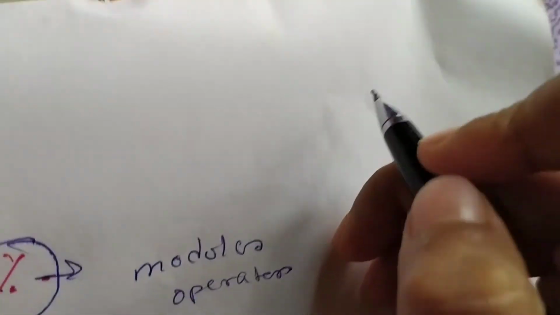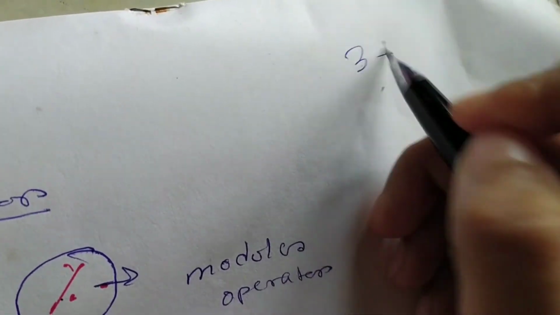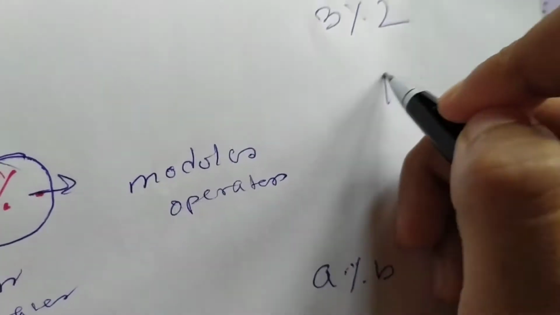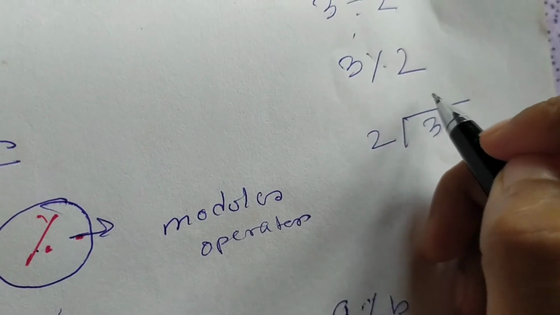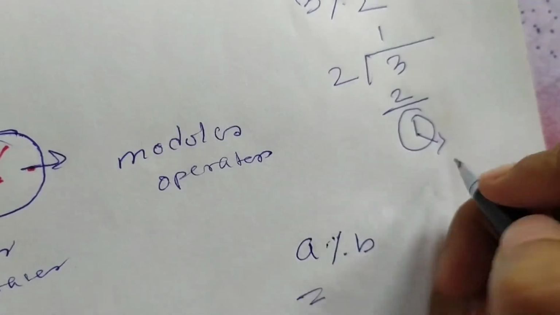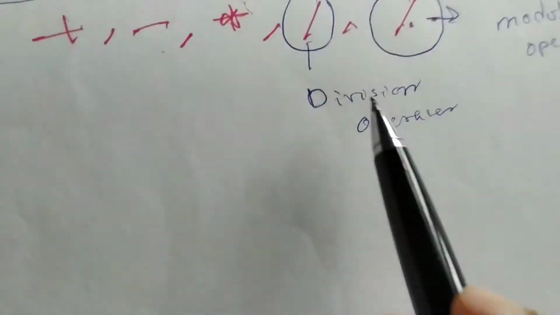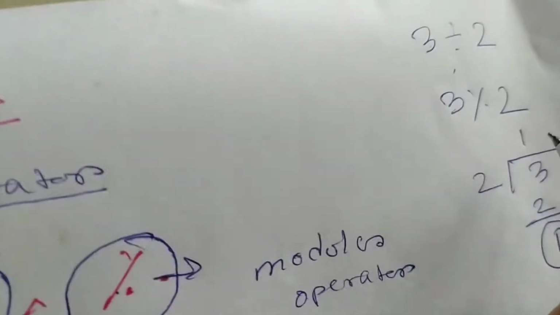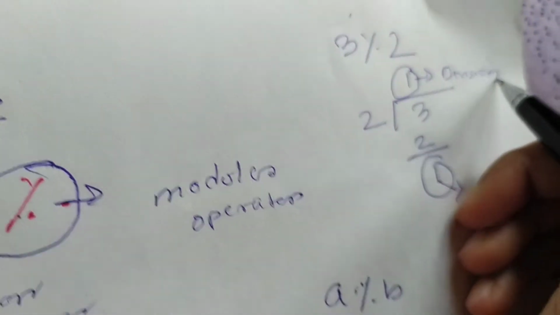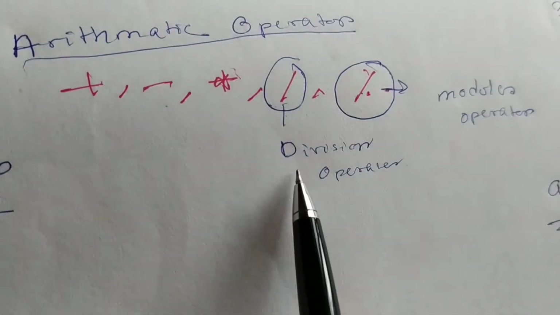Okay, to be more precise, I am giving an example. Suppose we are dividing 3 by 2, and we are using the modulus operator, 3 mod 2. Then the remainder will be this, so this is the modulus operator. And the division operator will give the quotient, so this will be given by the division operator.